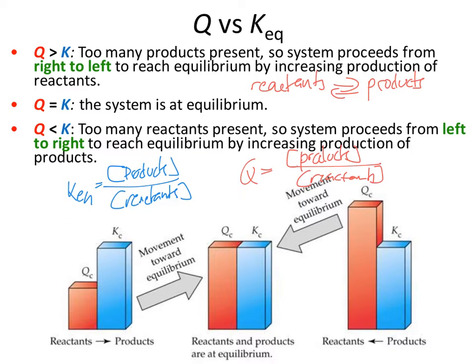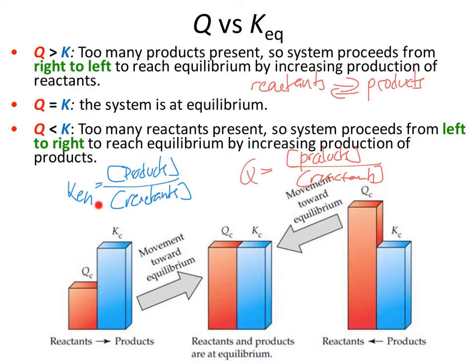Now the reverse is true if Q is less than K. For Q to be less than K, that means that our denominator is going to be really, really big. And that makes a small decimal number. What that means, again, is that we don't have the correct ratio of products to reactants as we expect for that K of that reaction at that temperature. So our reactants are in the progress of finding the equilibrium, which means that they have to be used up and create products to get that ratio.